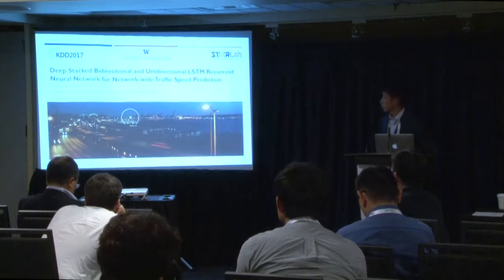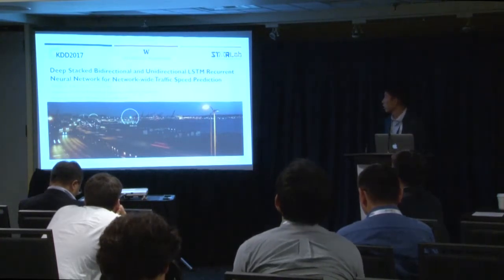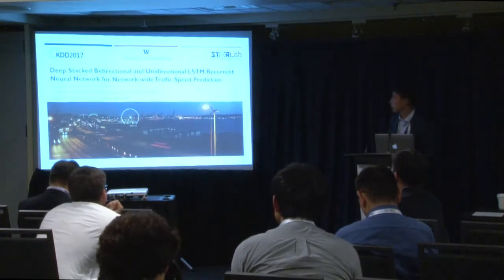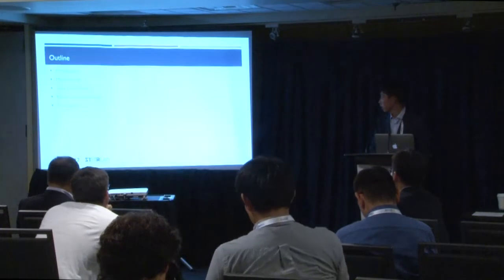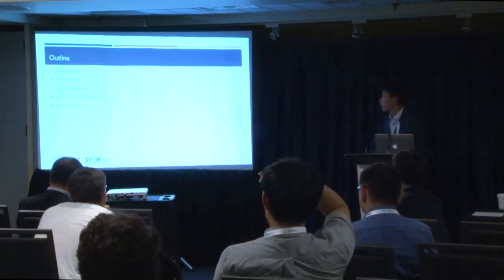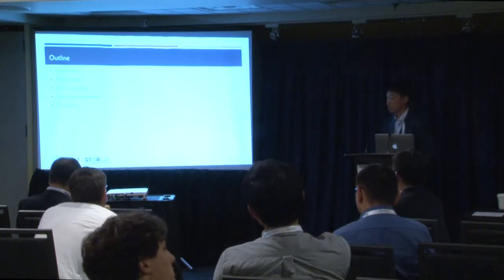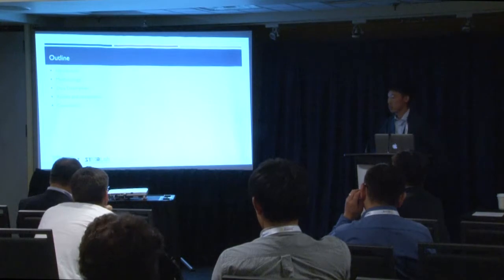Our research topic is deep stack bidirectional and unidirectional LSTM recurrent neural network for network-wide traffic speed prediction. I will first introduce our background and then methodology, data description, and then I will let you know the results and the comparison, and then conclusion.